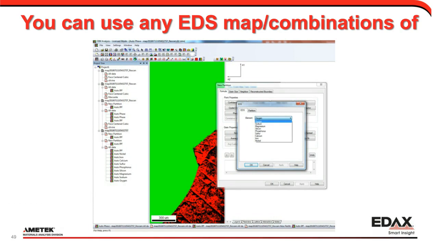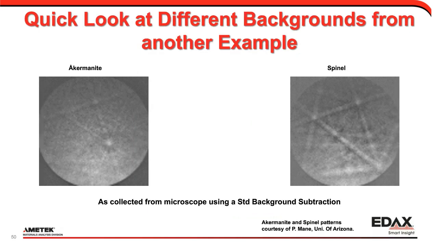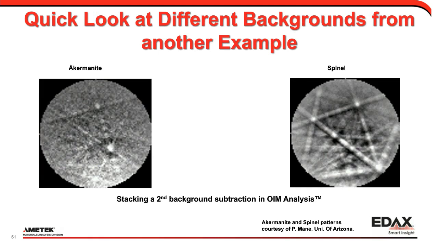But let's go ahead and look at how these different backgrounds affect different phases. So here is that sample again. Again, this is different from the data I was just showing with EDS. But again, these are the as-collected using a standard background subtraction. And again, I can see that guy on the left is probably having issues. So let's go ahead and change my background. In this case, I stacked a second background subtraction on top of it. And again, now I can see that I'm getting better contrast in my image. And I'm seeing more lines in things like the Ankramite on the left.